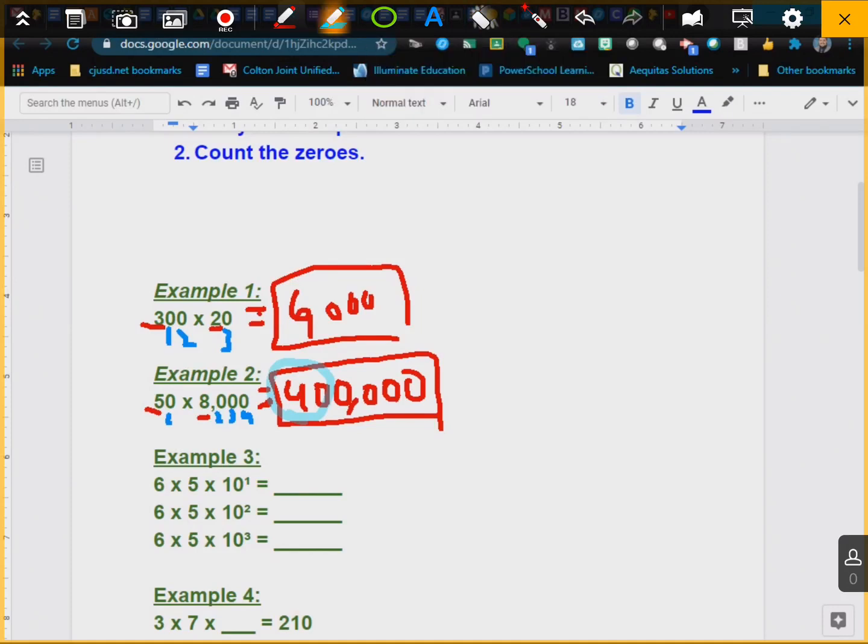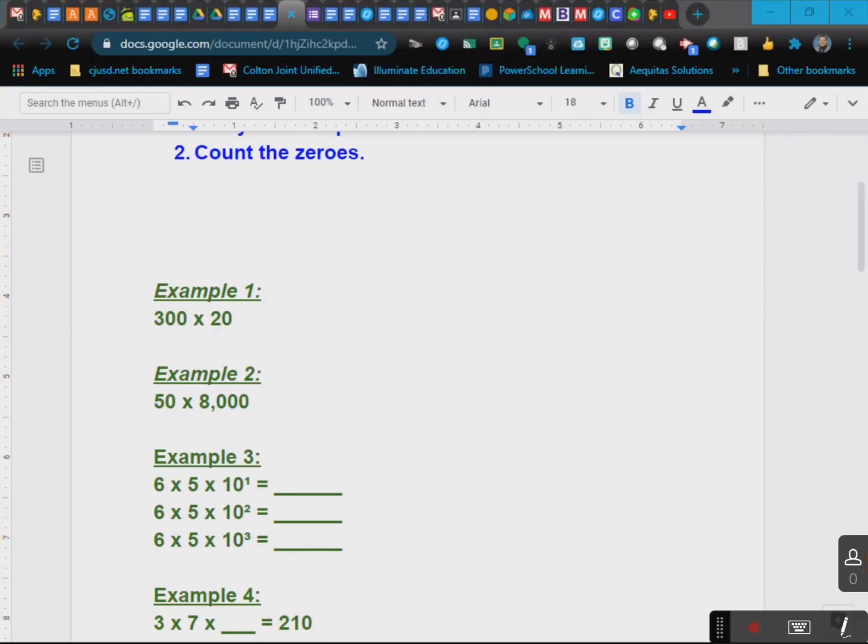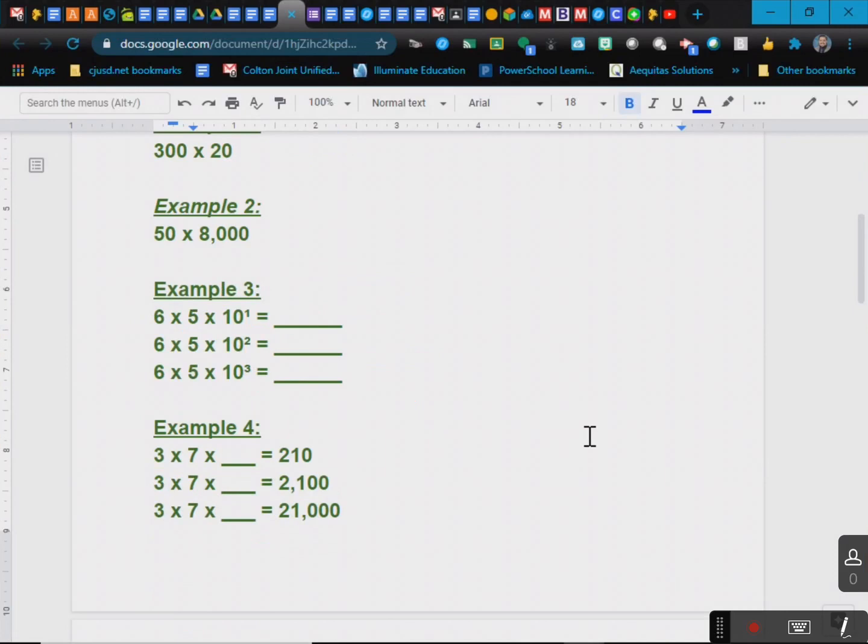Alright, examples 3 and 4 are the kind that you're going to see for most of your problems today. And it's fill in the blank. And I think these are important because I want you to see the patterns. Okay? So let's look at the patterns together. Once again, you need to know your multiplication facts. They're very, very important.